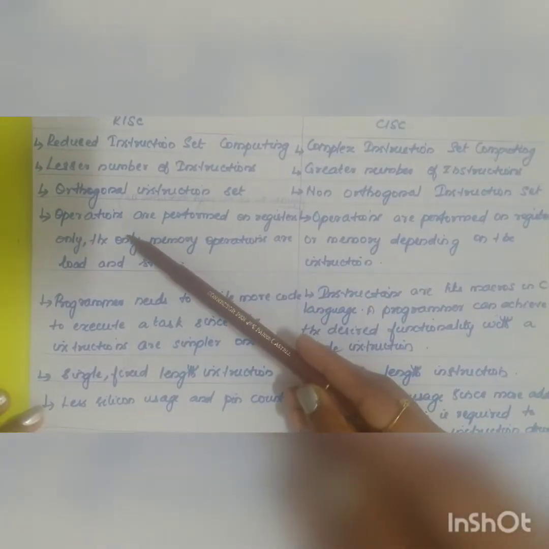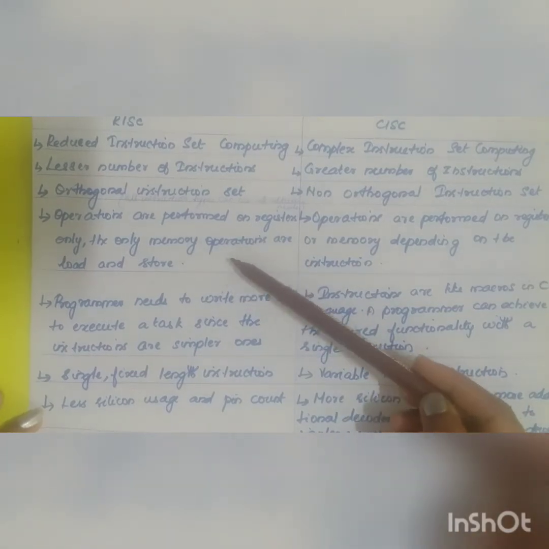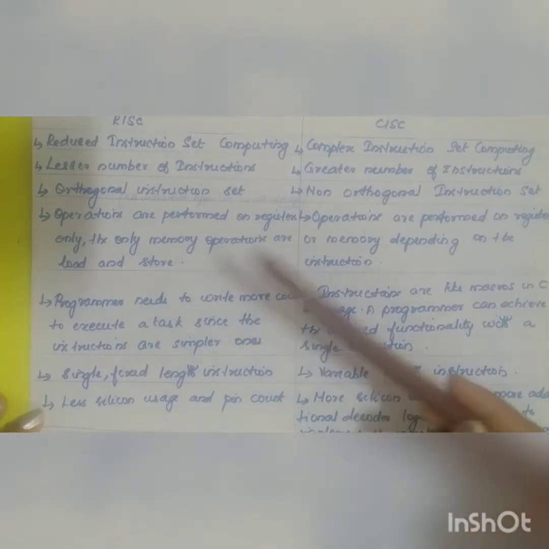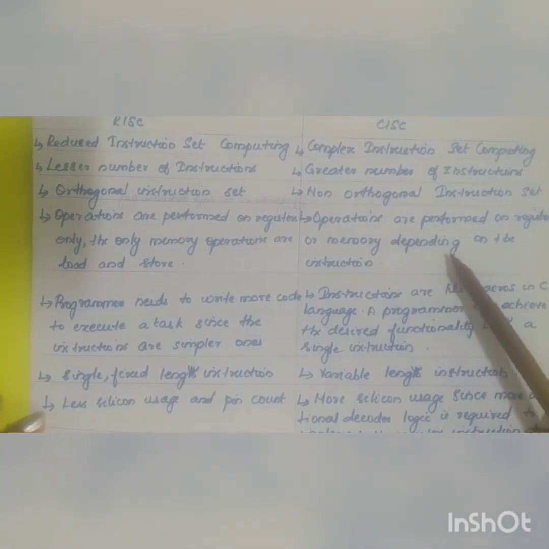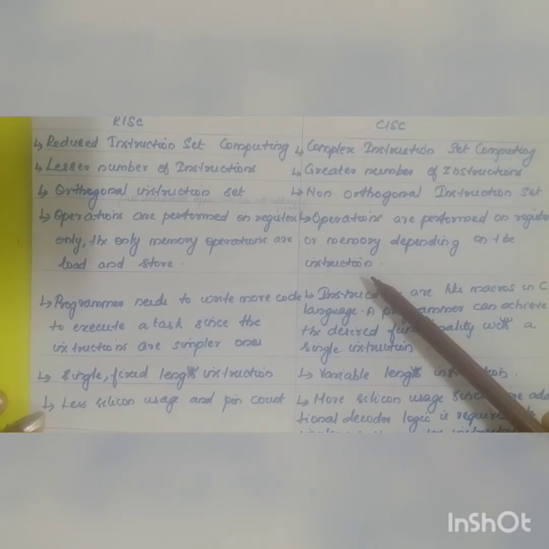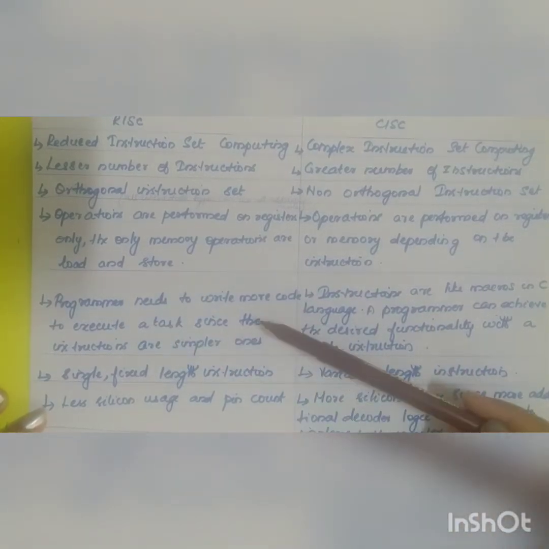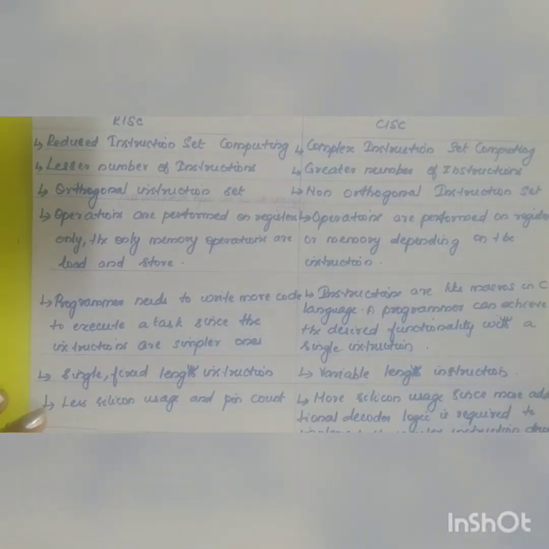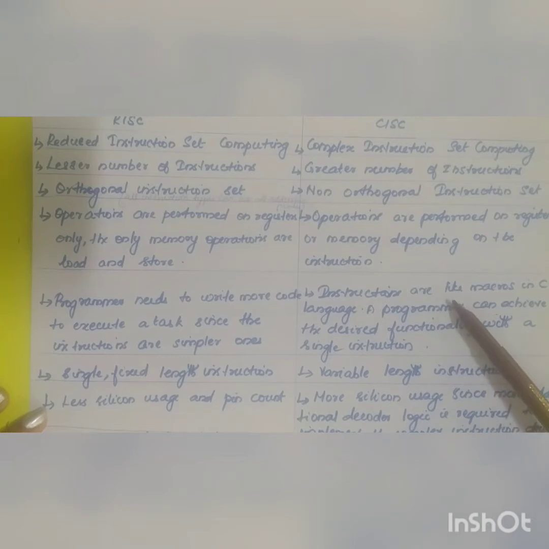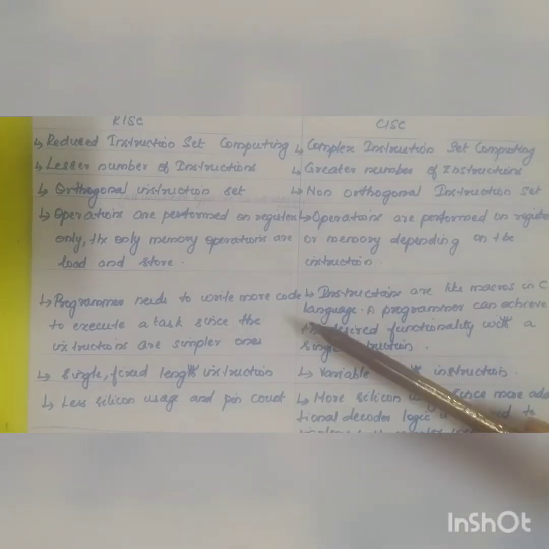Then in the case of RISC, operations are performed on the registers only, and the only memory operations are load and store. But in the case of CISC, operations are performed on registers or memory depending on the instruction. Okay. So in the case of RISC, the programmer needs to write more code to execute a task since the instructions are simpler ones. Whereas in the case of CISC, instructions are like macros in C language, and a programmer can achieve the desired functionality within a single instruction itself.